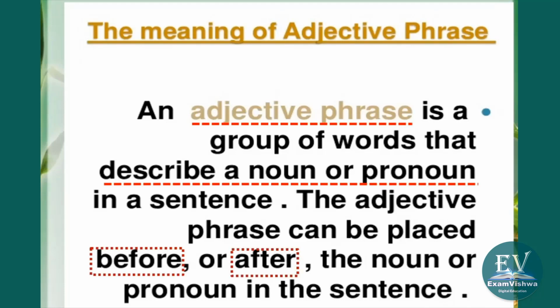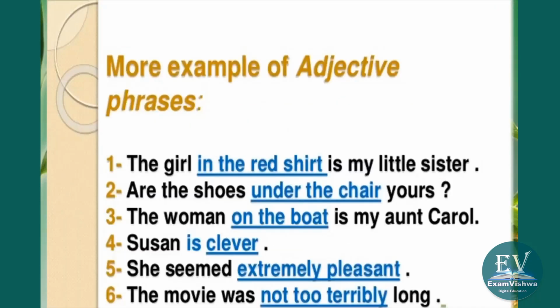So very simple to understand that an adjective phrase is a phrase, and phrase means what? A group of words. So an adjective phrase is a group of words that describes a noun or pronoun in a sentence, and the adjective phrase can be placed before the noun or it can be placed after the noun in a sentence, or the pronoun, as the case might be. Moving on, let us look at the examples of adjective phrases here. So the girl in the red t-shirt is my little sister. Okay, so who is my little sister? The girl. But which girl? In the red t-shirt. So that is an adjective phrase.